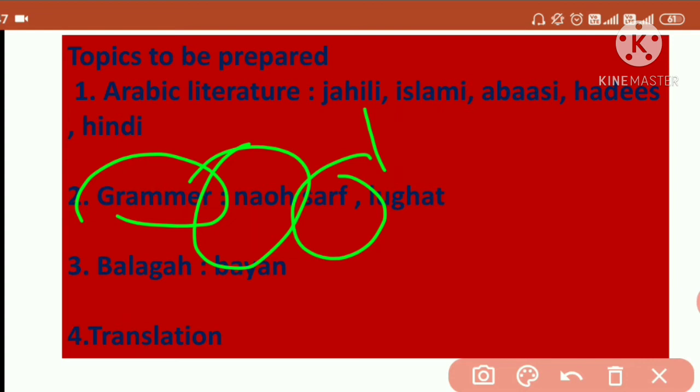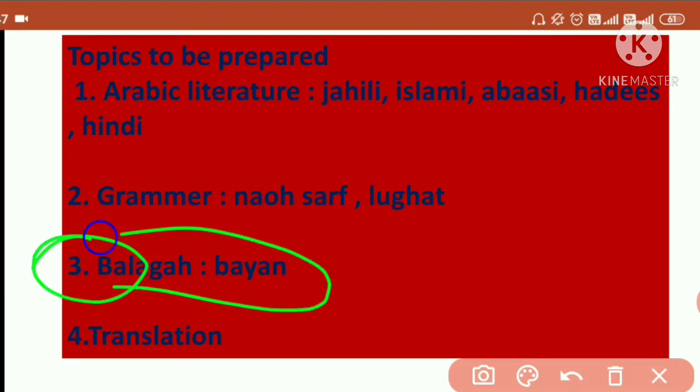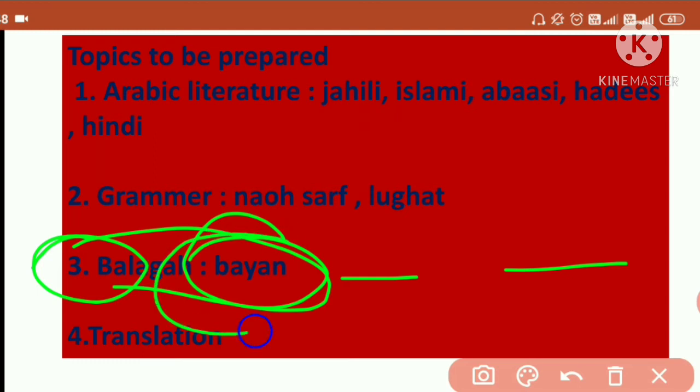After that, the third portion is al-balagha. Okay, al-balagha, I will be discussing some books that you should study. But in balagha there are three portions: ilmul bayan, ilmul maani, and ilmul badi. But for the entrance examination for MA Arabic, you have to focus on ilm al-balagha.